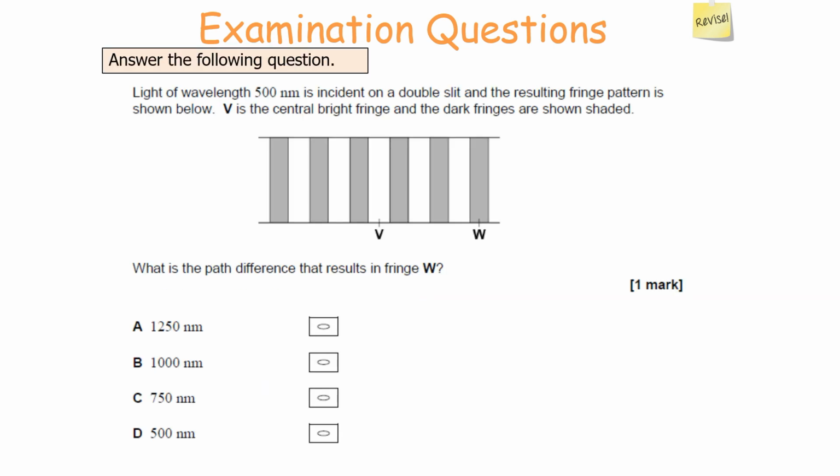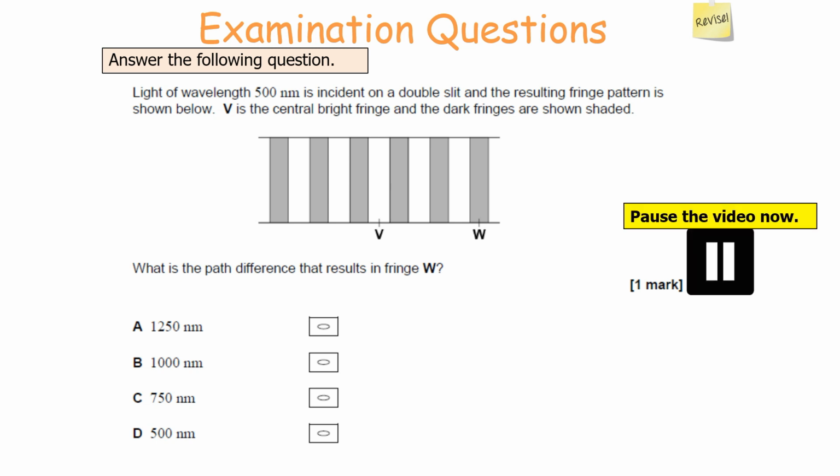Next question. Light of wavelength 500 nanometers is incident on a double slit and the resultant fringe pattern is shown below. V is the central bright fringe and the dark fringes are shown shaded. What is the path difference that results in fringe W? So pause your video now, then unpause the video when you want to go through your answer.